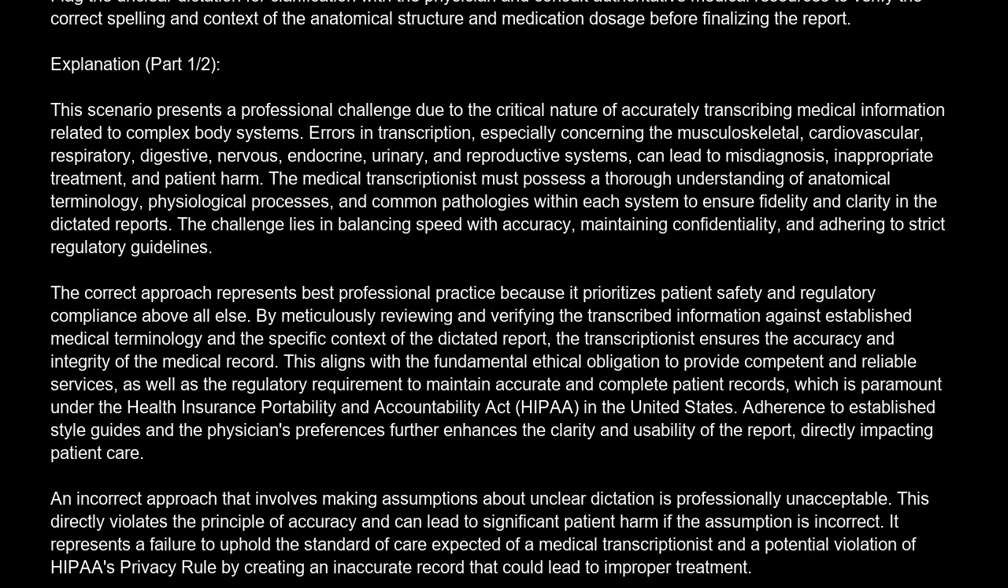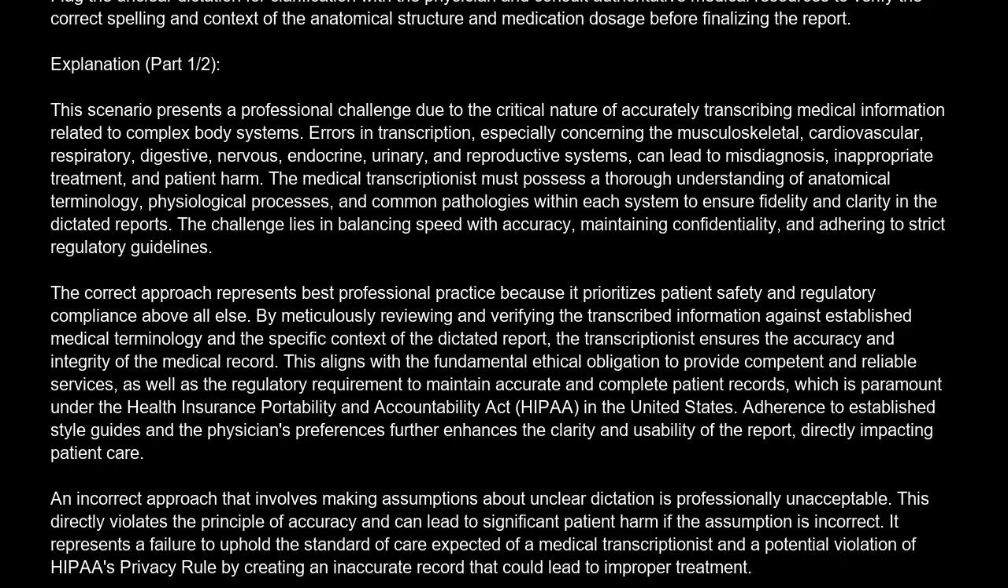The correct answer is B. Flag the unclear dictation for clarification with the physician and consult authoritative medical resources to verify the correct spelling and context of the anatomical structure and medication dosage before finalizing the report.